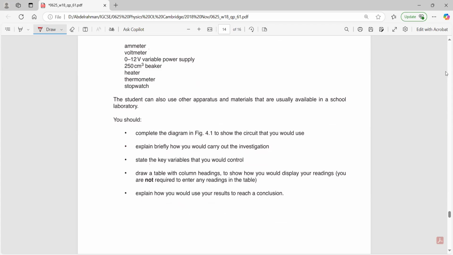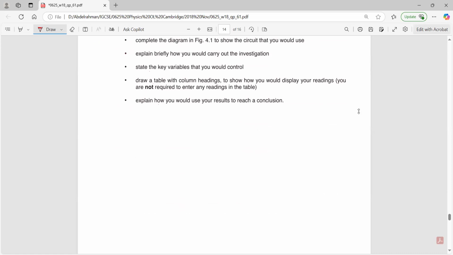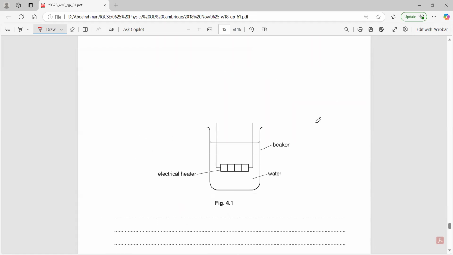We have 7 steps. We will write them down. What is this diagram? This is the heater inside the water. What should we do with this heater? We need to complete the diagram. We need to complete the circuit to take the readings.